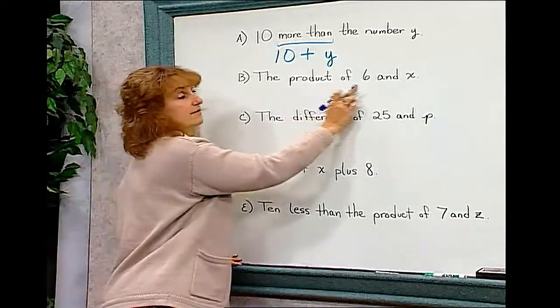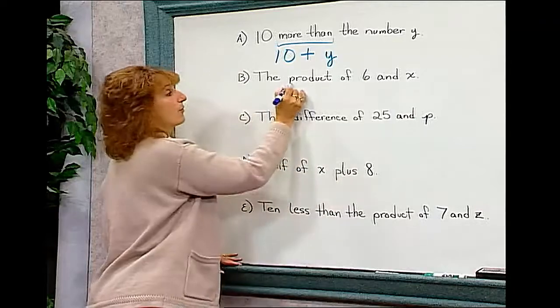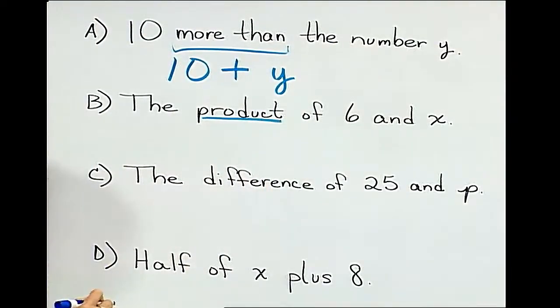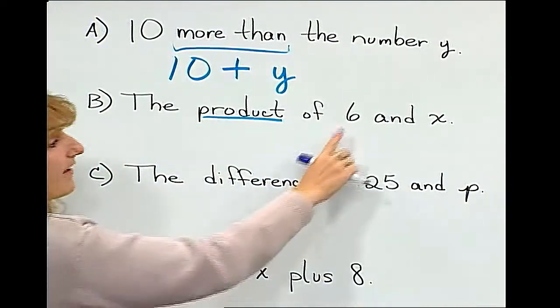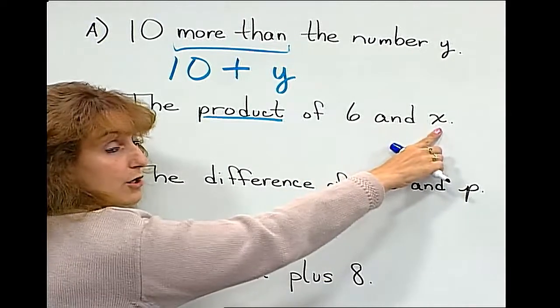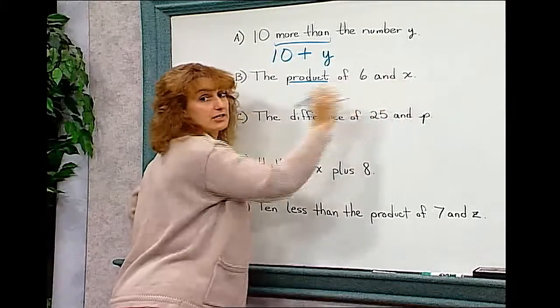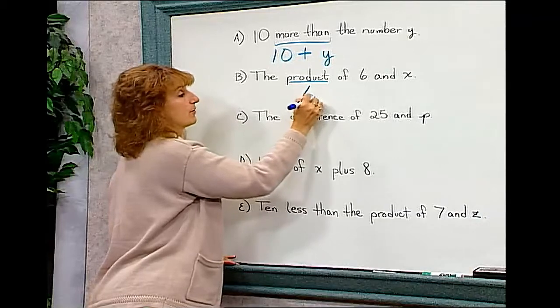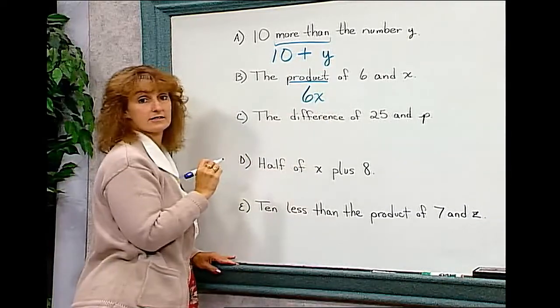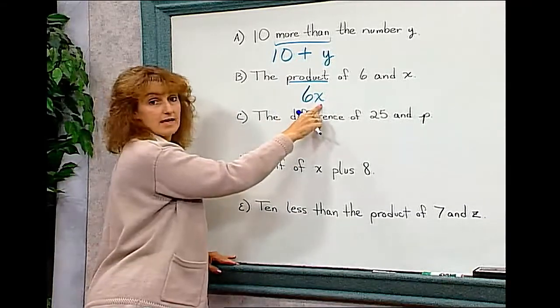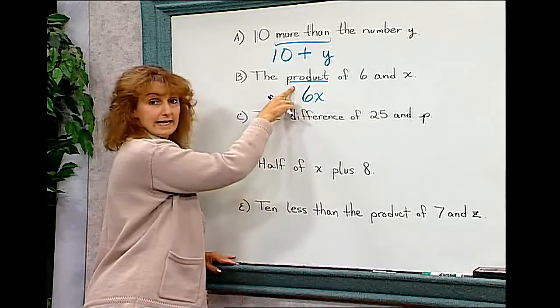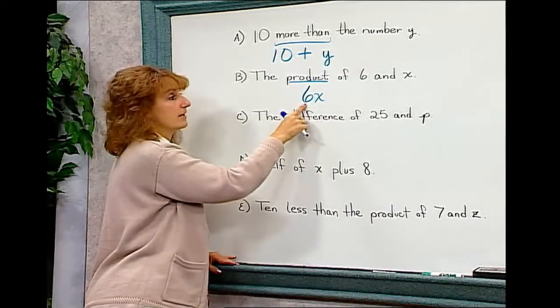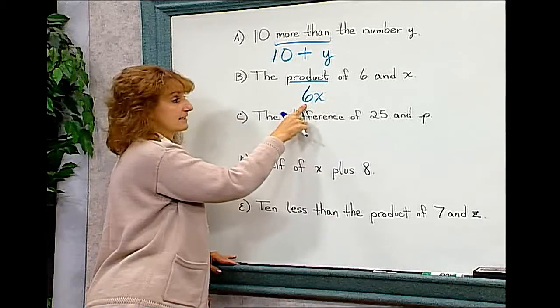The product of 6 and x. The word product means to multiply. Remember, when we have a number and a variable, we do not need to use a multiplication symbol. So we can just write 6x, showing 6 times x. Because product is the answer in a multiplication problem, the product of 6 and x is 6x.